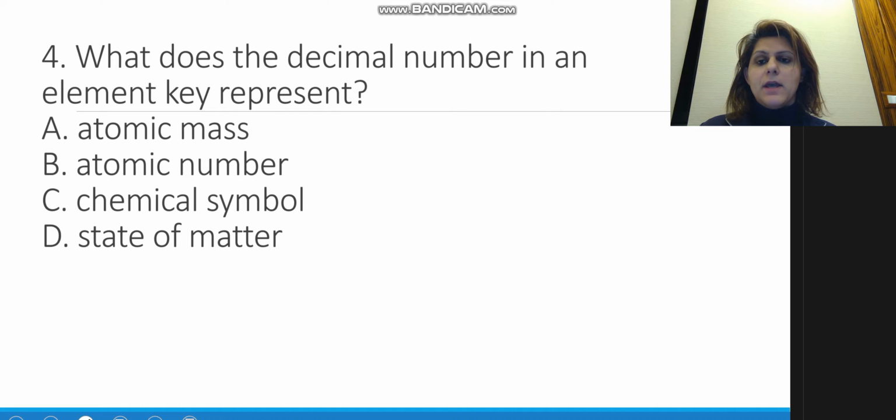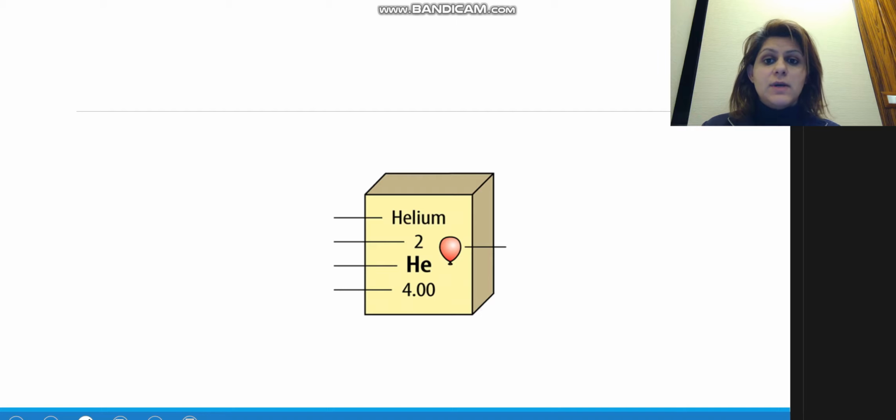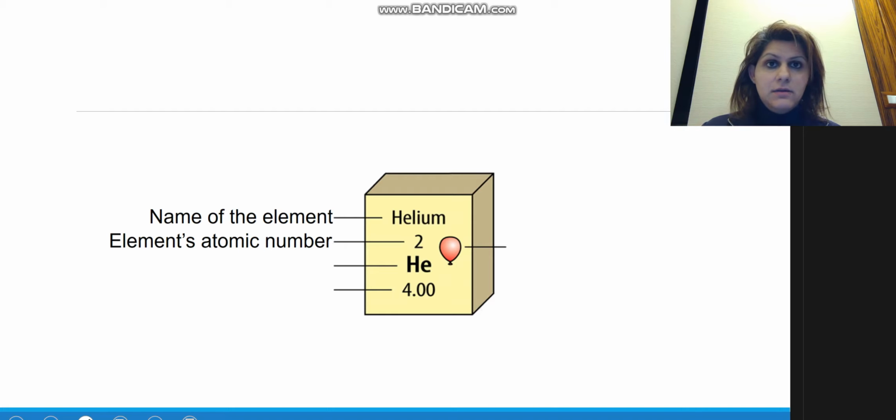Number 4, what does the decimal number in an element key represent? So you have A to D. A is atomic mass, B atomic number, C chemical symbol, and D state of matter. Let's see, I've put you a key, helium in this case. So you have a name. What is this? This is the name of the element. You have a whole number. What is that? Again, we just talked about it. That's the atomic number, the number of protons in the nucleus.